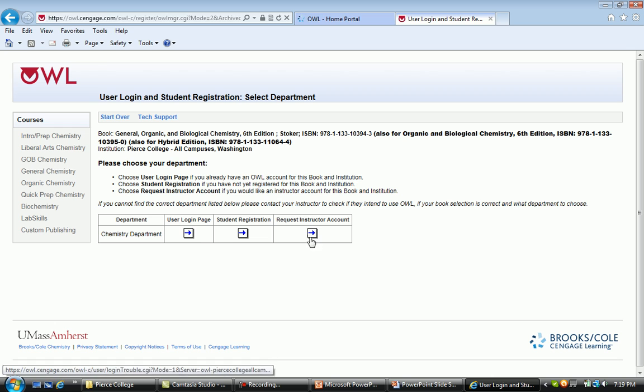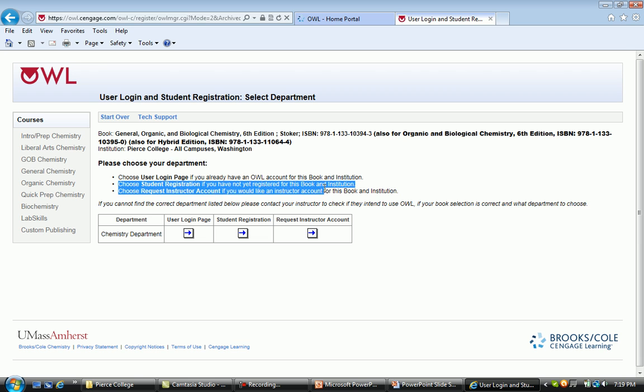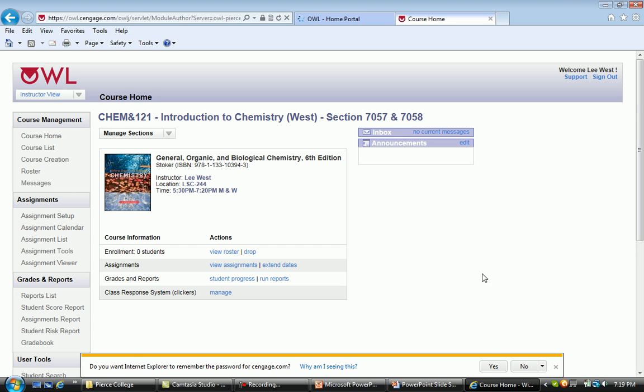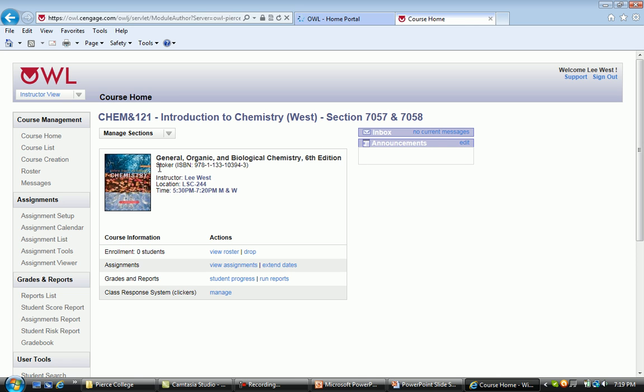Chemistry department. Now I've already made my account, so it says choose user login if you already have an OWL account, or choose student registration if you have not registered already. So you'll need to choose that one, but I've already got my login, so I put in my username and password, and I log in, and then here I am. This is what it will look like. It'll look pretty much like this for you.